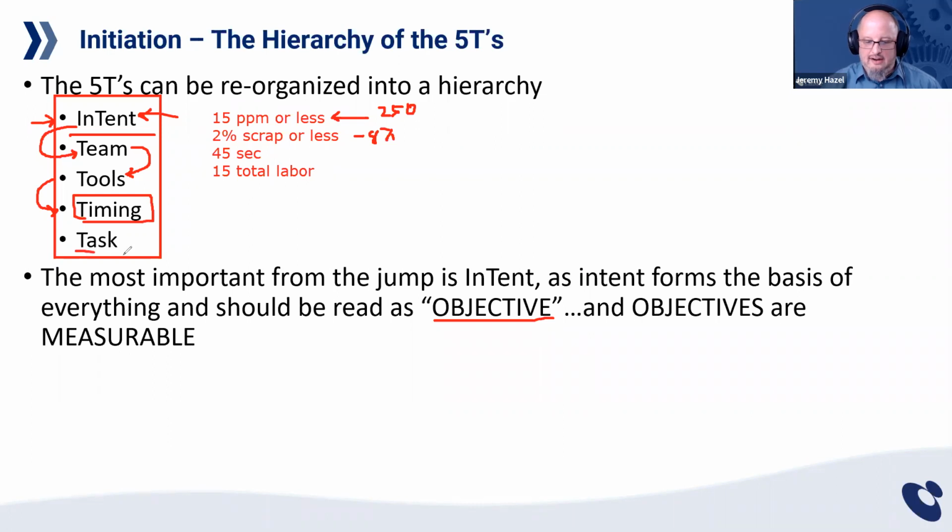And the last one down here, task. Task is simply divvying up the activities. That is the lowest value of all the T's, but most people do this first. Why? Because it's easy. It's a Gantt chart. It's a timing chart.